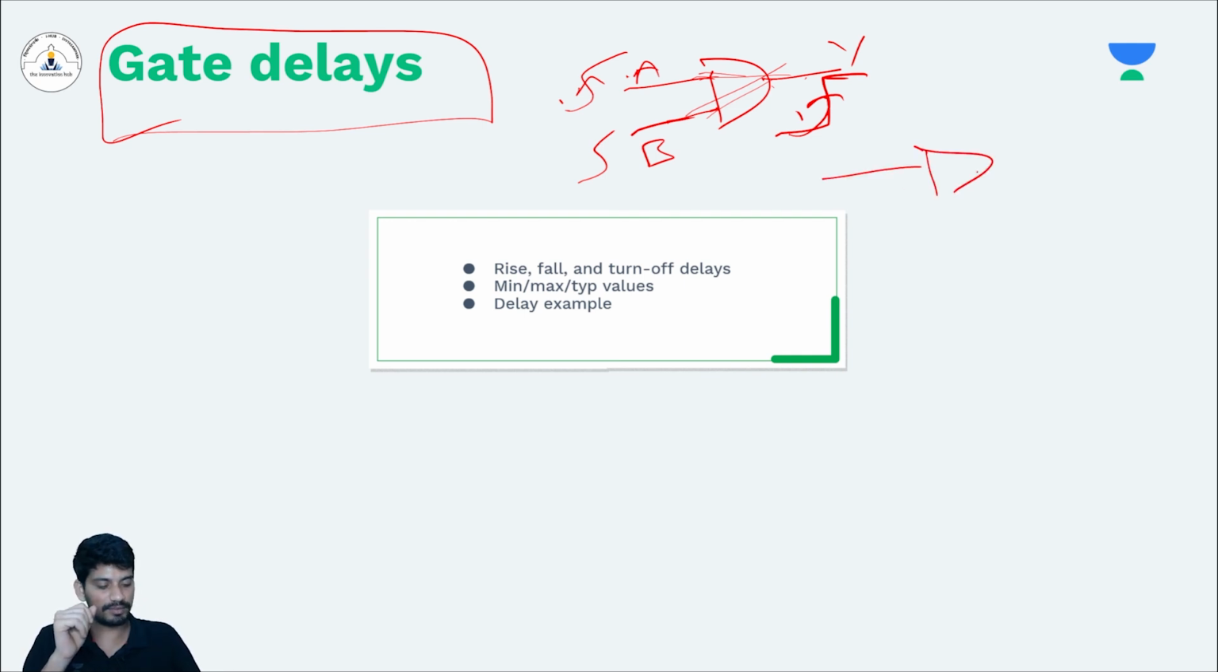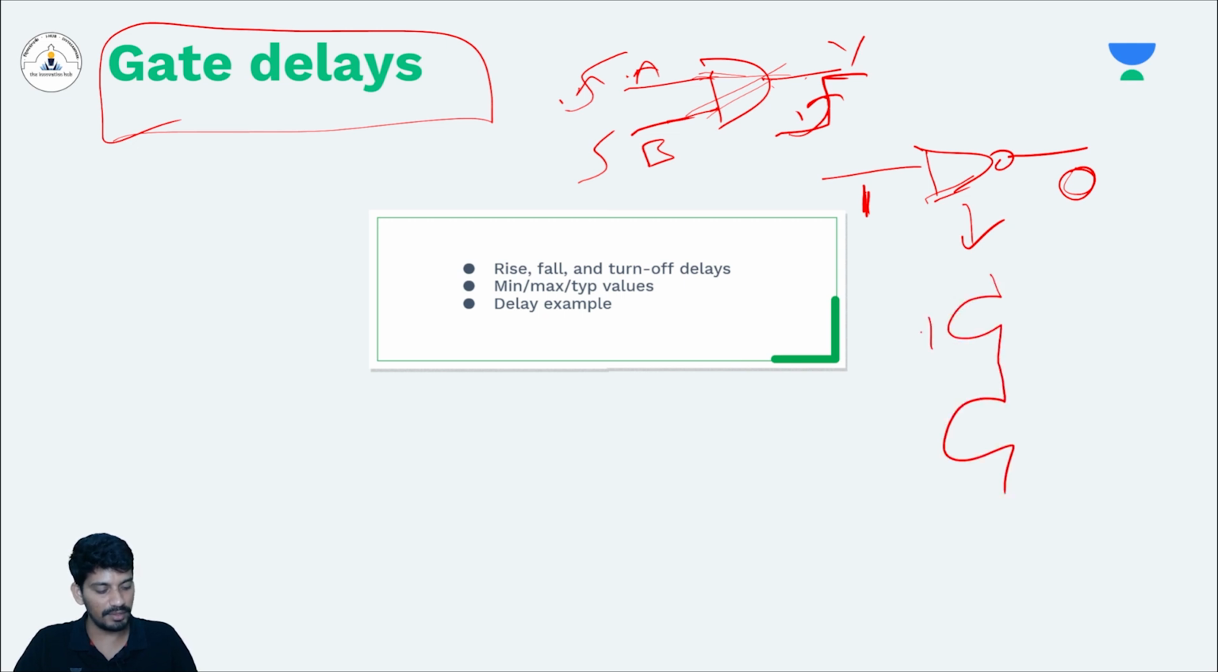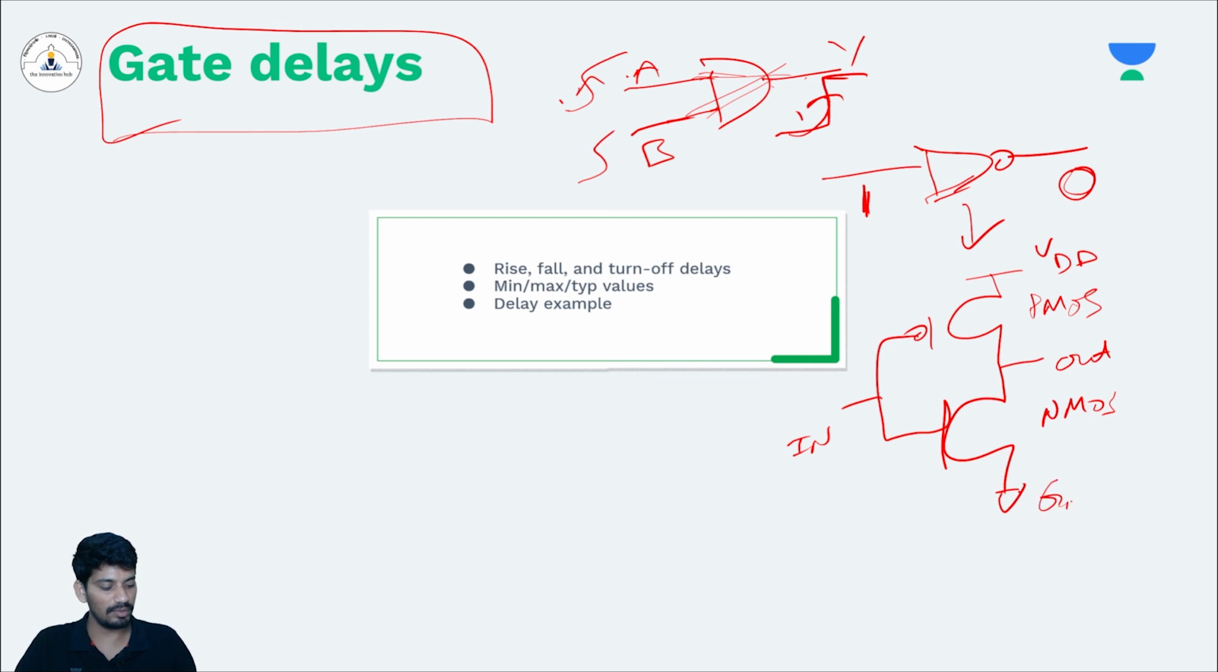Let's take an inverter. Ideally, if you apply 1 here, you would expect a 0 output immediately after applying the 1. But that will not happen because the inverter itself is made using MOSFETs, right? If you remember, this is the circuit of the inverter using CMOS logic. This is PMOS and this is NMOS. This is input, this is output, this is VDD and this is ground.